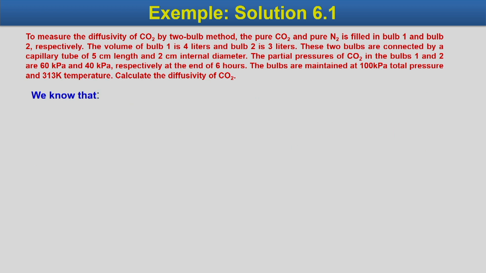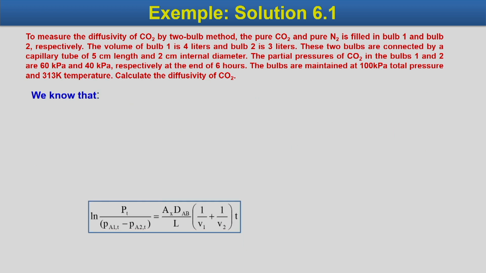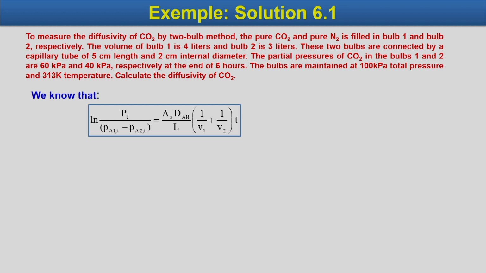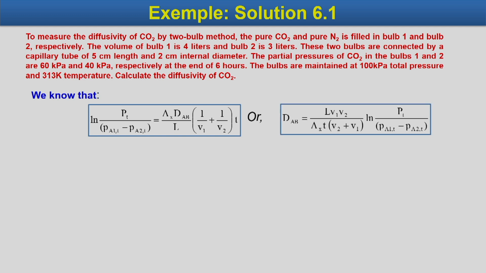So, for the given parameters, we know the fundamental equation to calculate the mutual diffusion coefficient, that is ln Pt by Pa1 at t minus Pa2 at t would be equal to Ax dAb by L into 1 by V1 plus 1 by V2 into t. We can rearrange this relation as dAb would be equal to L into V1 V2 divided by Ax t into V2 plus V1 into ln Pt by Pa1 at t minus Pa2 at t.